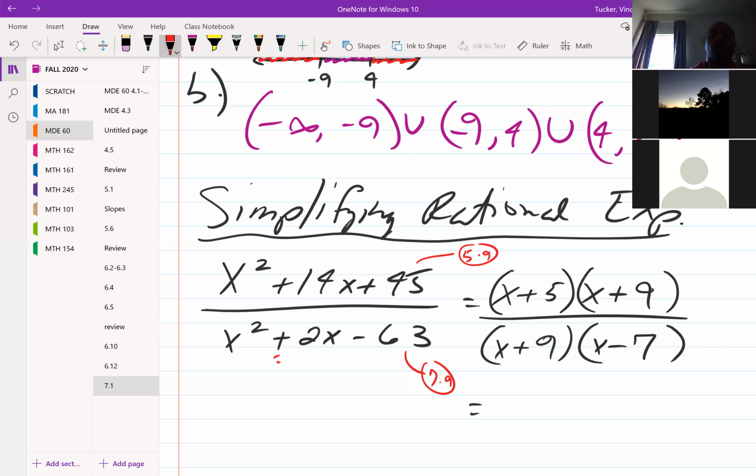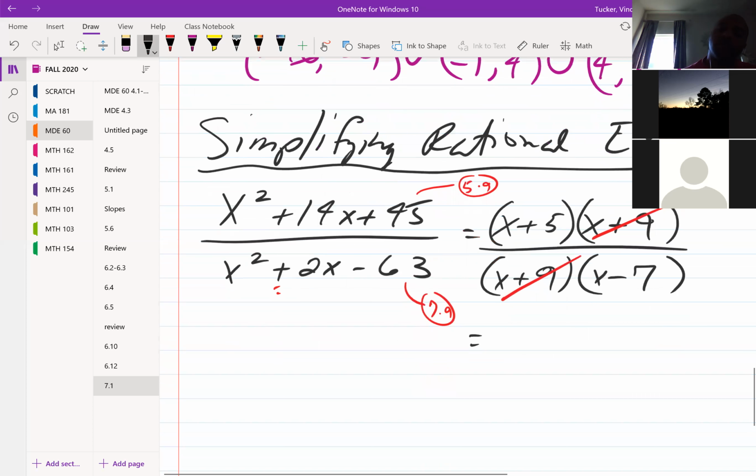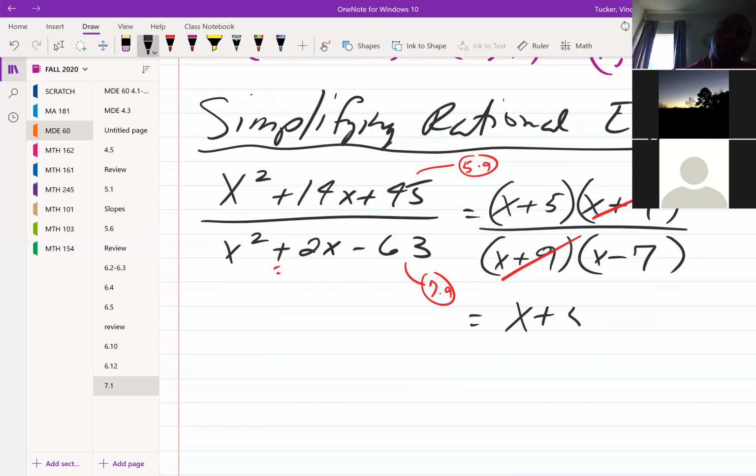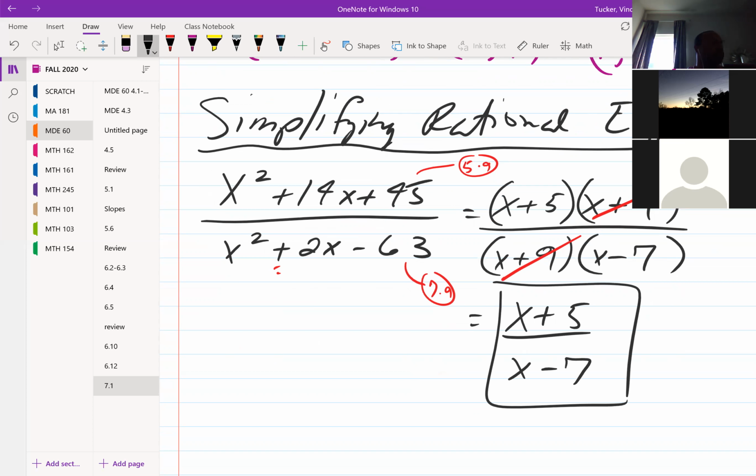All right, so we're going to cancel out quantities. We have x plus 9 and x plus 9. That's in common with both top and bottom. So on top, we have left x plus 5. On bottom, x minus 7. And that would be your most simplified expression.